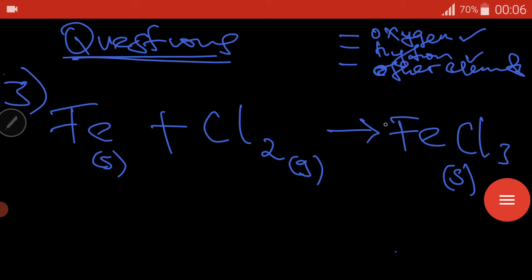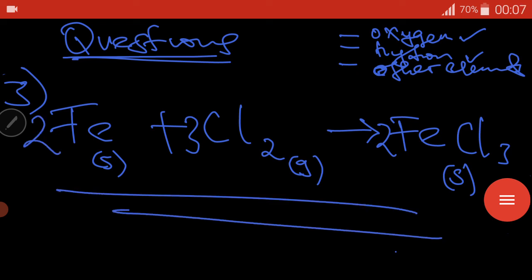What if I put a 2 here? So the chlorine here will become 6. And since it's 6, I'll put a 3 here. Chlorine here it's 6, even this side it's 6, because 2 by 3 it's 6, and 3 by 2 it's 6. Iron here it's 2, so I'll put a 2 here, then I'm done.